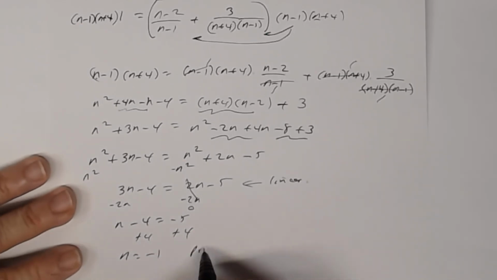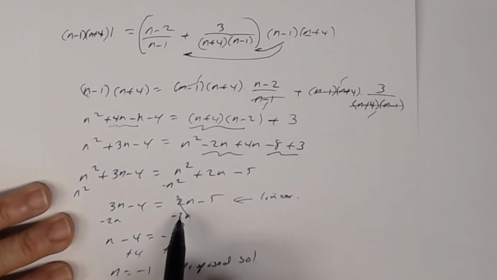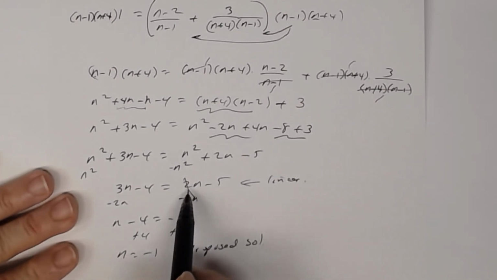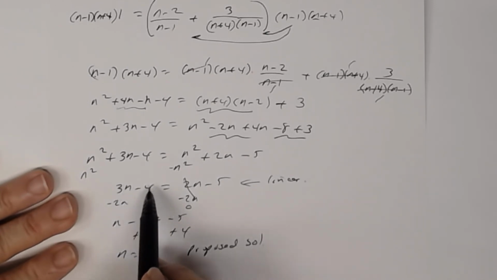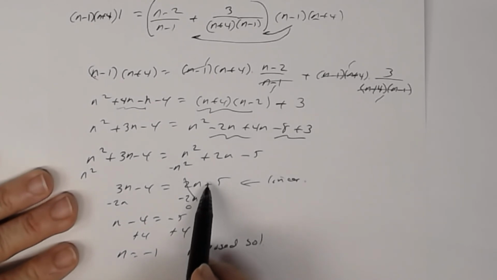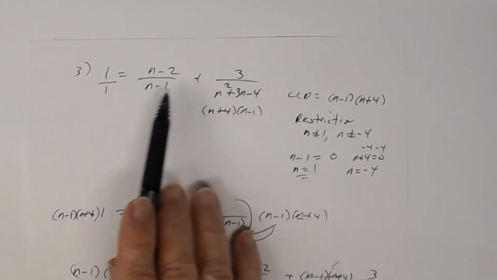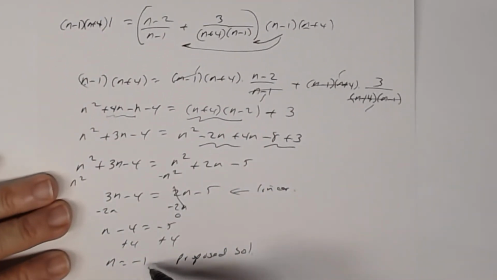Now remember, that's your proposed solution. So that solution, n equal negative 1, is a solution to this linear equation. That definitely is true, because you can check it. 3 times negative 1 is negative 3. Negative 3 and a negative 4 is negative 7. 2 times negative 1 is negative 2. Negative 2 and a negative 5 is negative 7. But you're solving the original rational equation.